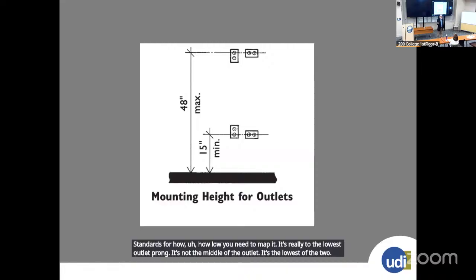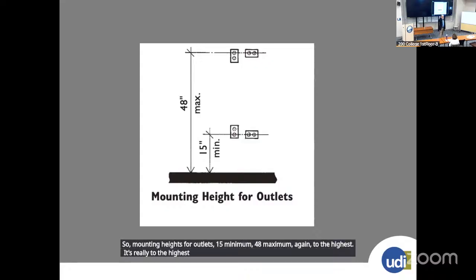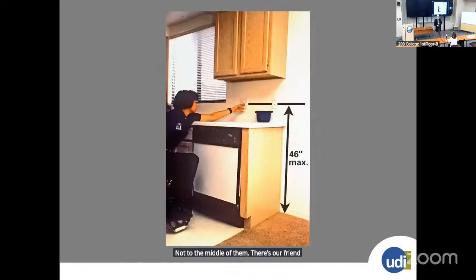So mounting heights for outlets, 15 minimum, 48 maximum. Again, to the highest, it's really to the highest operable portion of anything, whether it's a switch or whether it's a dial or something. It's not to the middle of them. There's our friend using that.